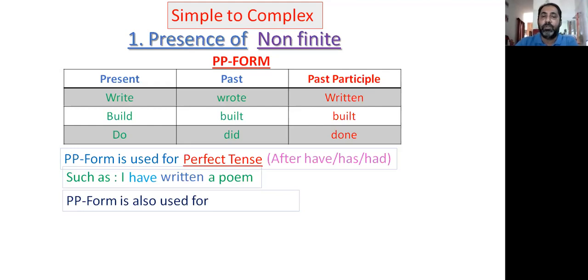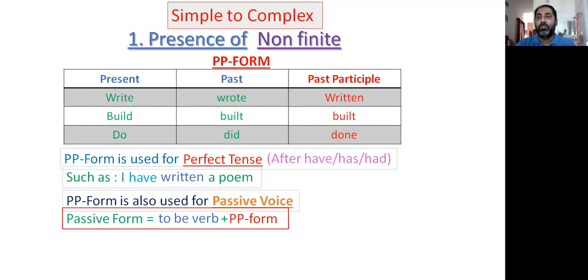Past participle form is also used for passive voice. What is passive voice? If there is a passive form of verb, it will be a passive voice, right? What is passive form of verbs? Passive form means to be verb plus past participle form. If you see any to be verb before a past participle form, then it will be a passive form of that verb, right?